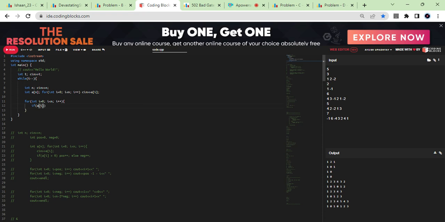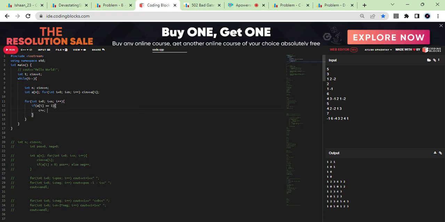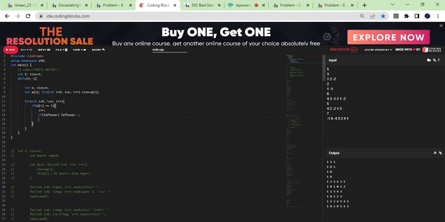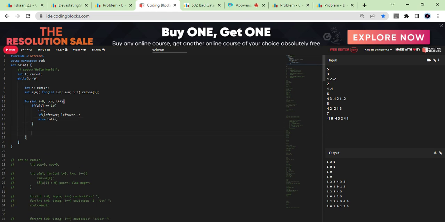If A[i] is equal to 1, you are buying something, so you will say C plus plus, the total number of pigs. Now the thing is, if there are some leftovers, then I'm not buying new boxes; I'm just using my leftover, reducing it by one. Otherwise, I'm buying new boxes, so TOT plus one. Not buckets, just boxes.